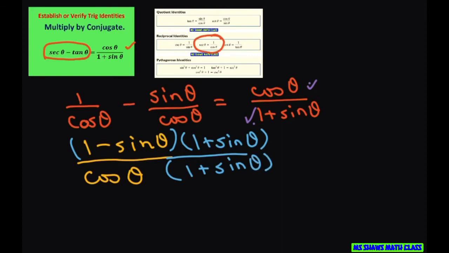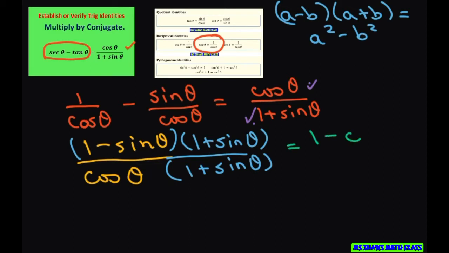Now we're using the fact that a minus b times a plus b equals a squared minus b squared. All right, so when I do that, I'm going to get 1 minus sine squared of theta, divided by cosine of theta times 1 plus sine of theta.